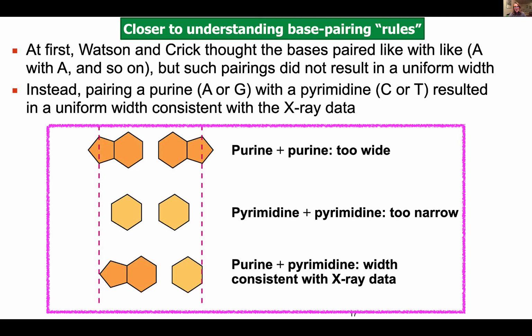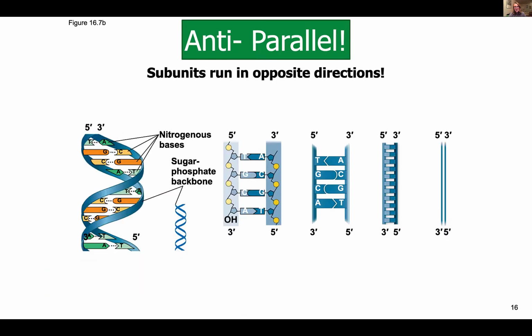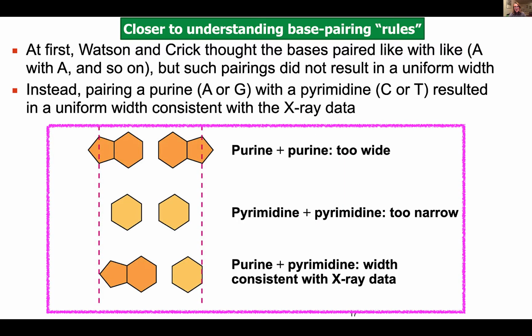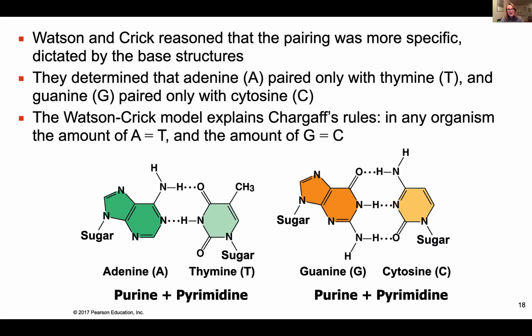So instead, they figured that adenine and guanine with cytosine and thymine, so only purines with pyrimidines together, would result in the uniform width that's consistent with the data from Photo 51 that we see here. Again, purines with purines were too wide, pyrimidines with pyrimidines were too small, but together it finally made sense. And now Watson and Crick's model really explains Chargaff's rules. In any organism, in any species, the amount of adenine roughly equals the amount of thymine, and the amount of guanine roughly equals the amount of cytosine.